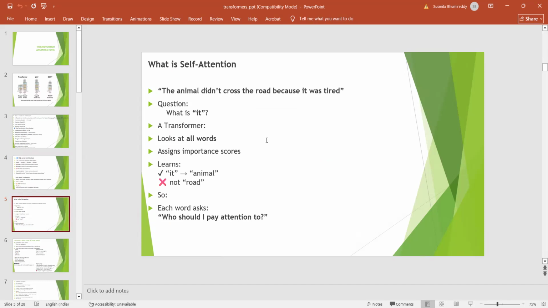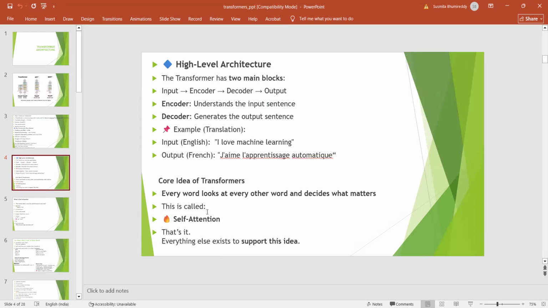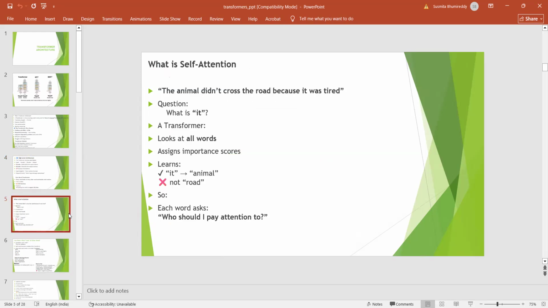So that was a simple definition. Here we have an example: the animal did not cross the road because it was tired. This is the sentence we have given, and our question is, what is "it"? What does it refer to? Does it mean the animal, or the road, or tired? We don't know, right?